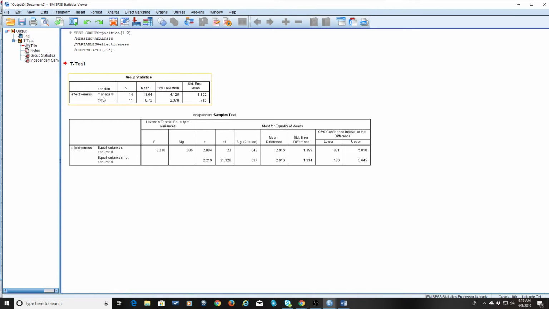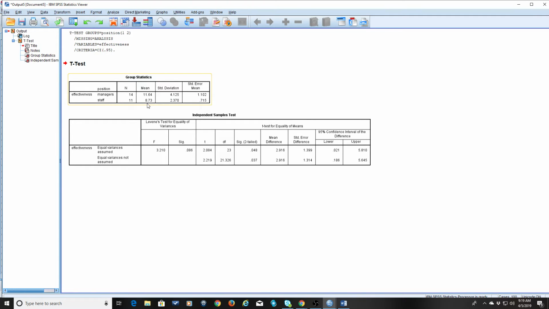Before we attempt to answer that, let's look up here. The group statistics. If you look at managers, the mean of the managers is 11.64 on a scale of effectiveness. If you look at staff, they score 8.73 on a scale of effectiveness. Ostensibly, just looking at it, you say the managers are more effective. But in statistics, we don't want to just look at the numbers and say one is bigger than the other, therefore one is better than the other.